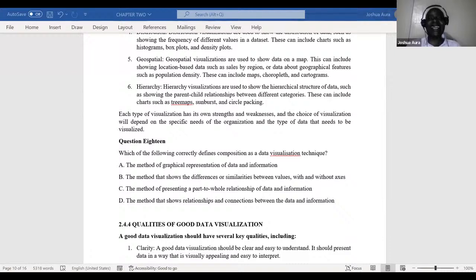So they're saying A, representing data via graphs and pictures. Remember here, they are asking about composition. They're not asking you what a data visualization is. They are very specific: composition, which you told me, mwalimu, use a pie chart.